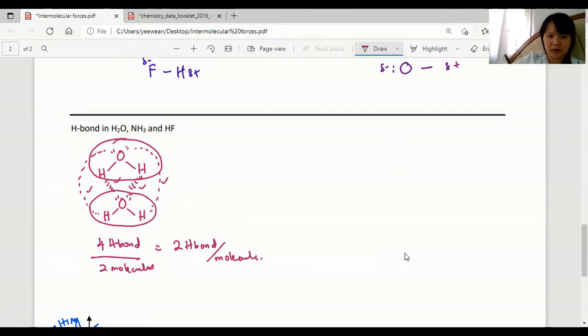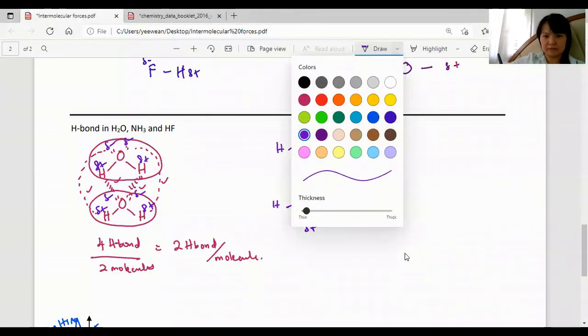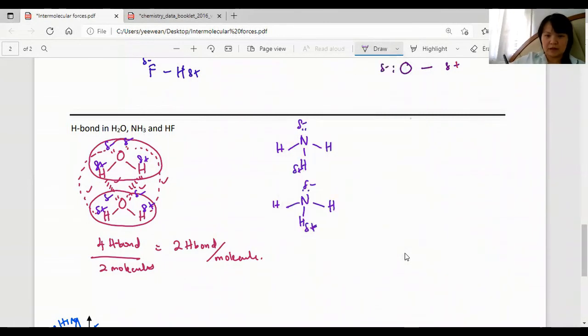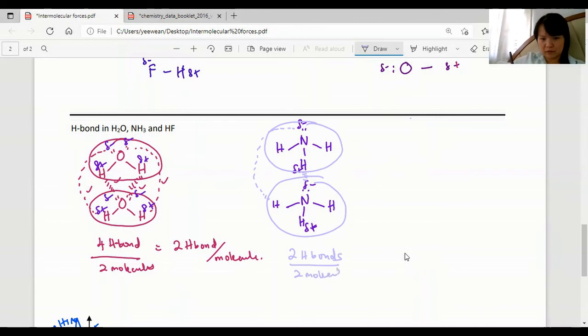Let's do the same for ammonia and HF. So there's a hydrogen bond here, the H from the N and the lone pair from the N. And let's say there's one more here. Of course, it doesn't actually bond like that, but just for counting purposes. So there's 2 molecules here and only 2 H bonds per 2 molecules. Therefore, I only have 1 hydrogen bond per molecule.